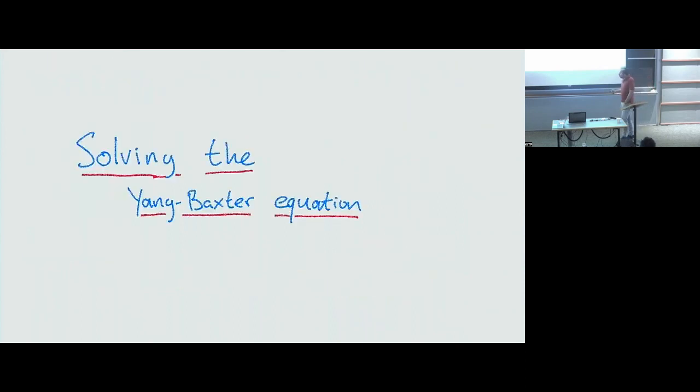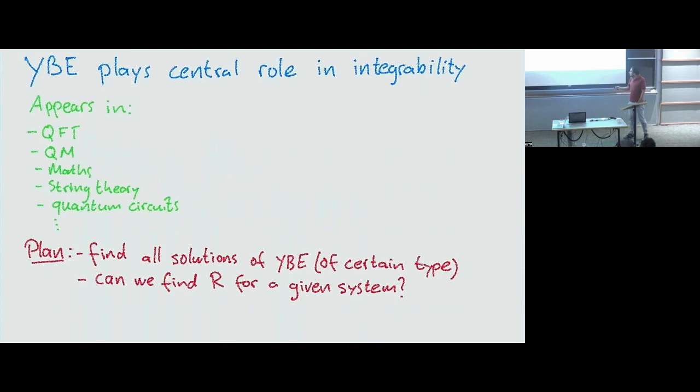Okay, so the plan for today is basically these two questions. First, I will describe for you a method that we devised to find solutions of the Yang-Baxter equation. And in the second part of the talk, I will turn the idea a little bit around, start from a Hamiltonian and try to reconstruct the solution of the Yang-Baxter equation. And for this, I will focus on long-range interactions.